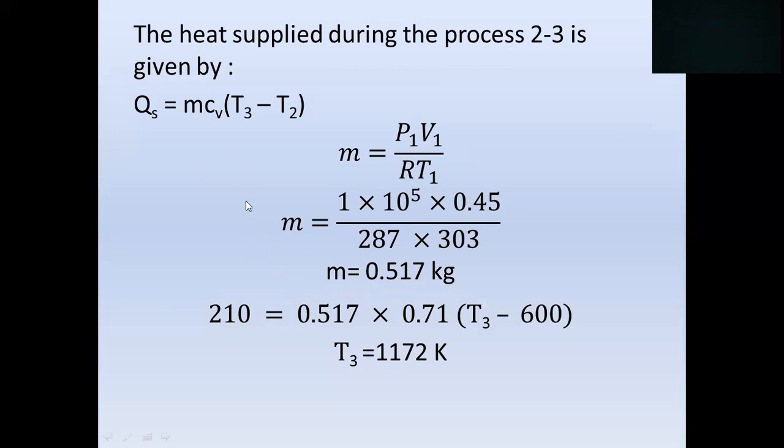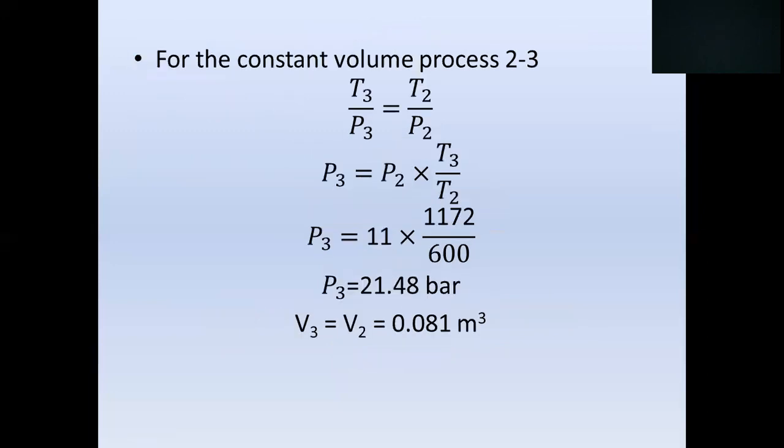Then substituting all the values in the equation QS. QS value is 210 kilojoule, which is equal to M, mass value is 0.517, into CV value, constant 0.71, then T3 minus the value for T2 is 600. So you get the value T3 as 1172 Kelvin.